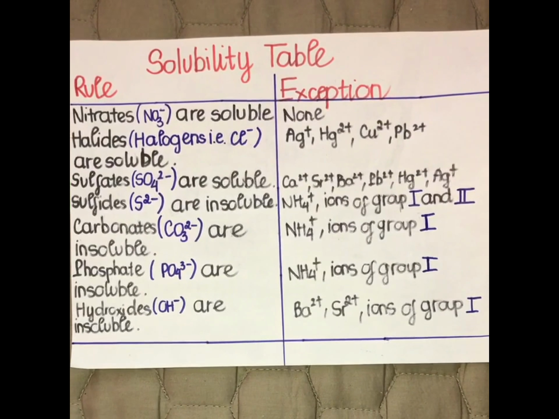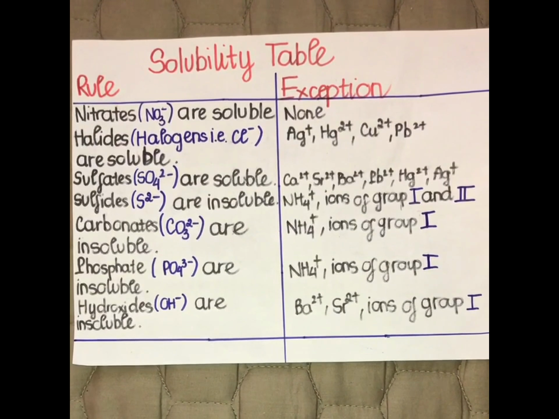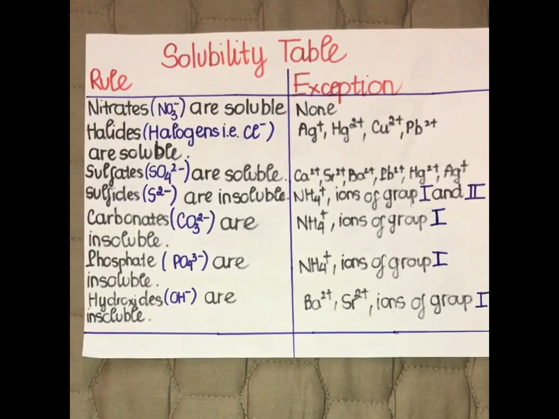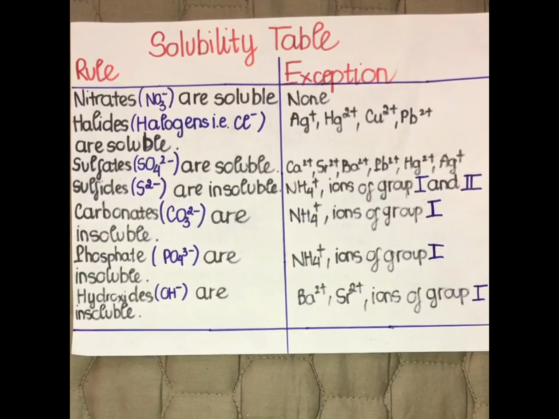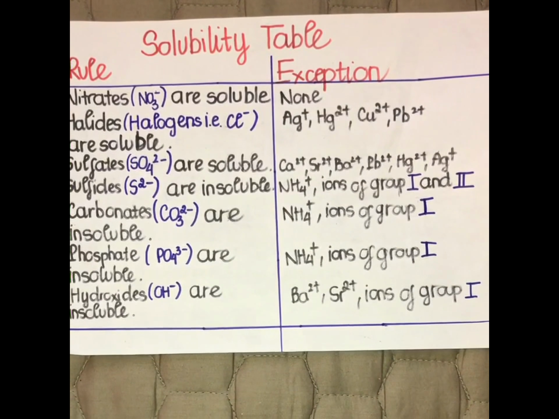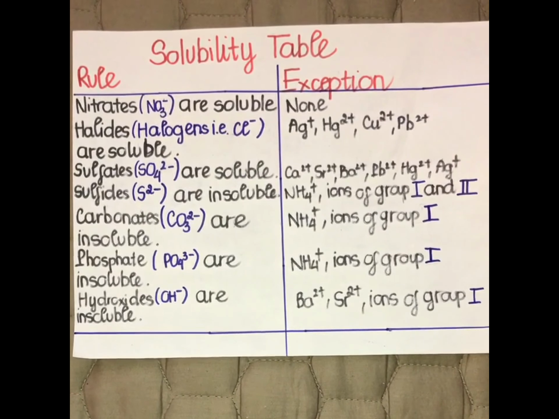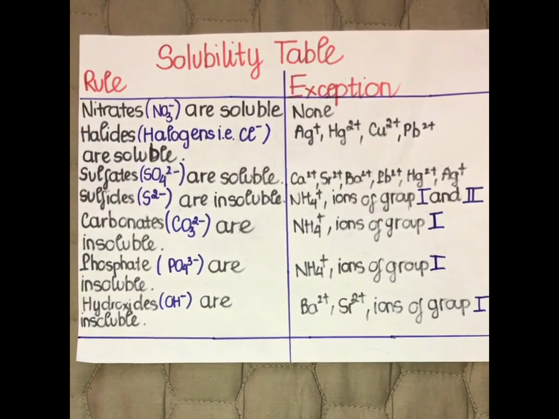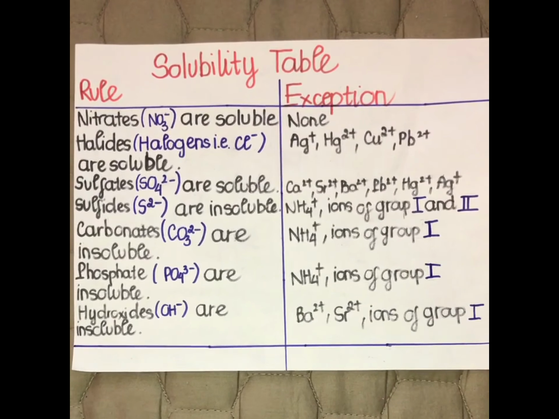Sulfides, S, are insoluble, exception: NH4 and ions of group 1 and 2. Carbonates, CO3, are insoluble, exception: NH4 and ions of group 1. Phosphates, PO4, are insoluble, exception: NH4 and ions of group 1. Hydroxides are insoluble, exception: Ba, Sr, and ions of group 1.